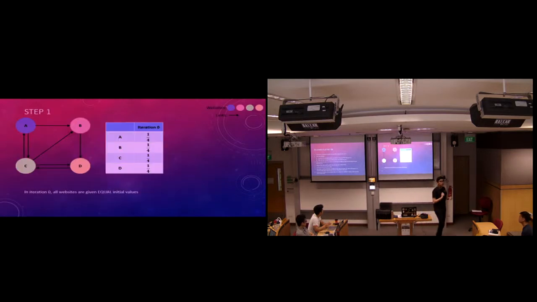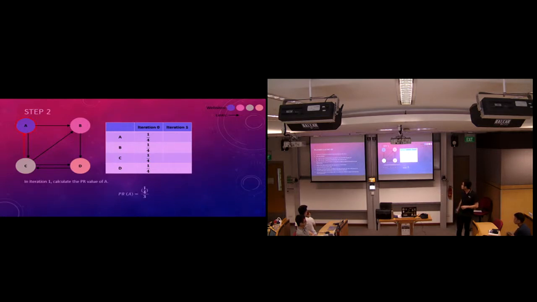Over here, step one, as you can see, everything has equal weightage because Google hasn't crawled the websites yet, so all websites are of equal importance. If you realize here, A, B, C, D each take 1 divided by 4, so the sum of the whole thing is equal to 1. In iteration 0, all websites are given an equal initial value.